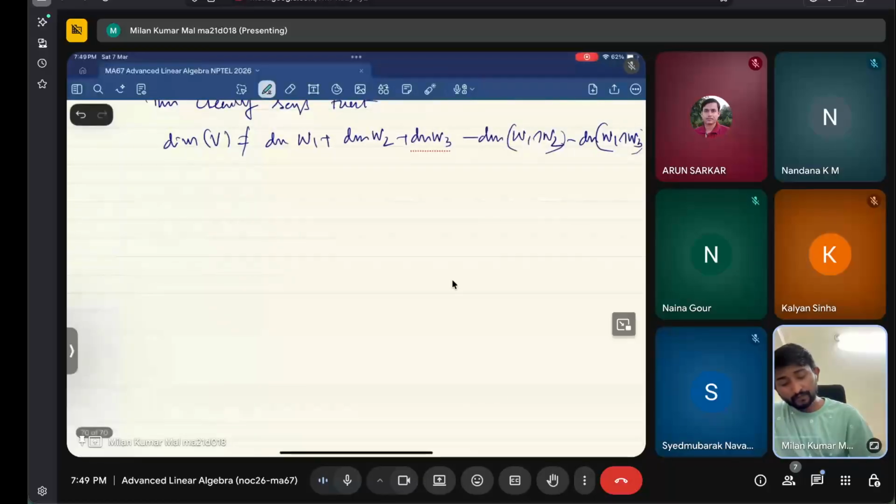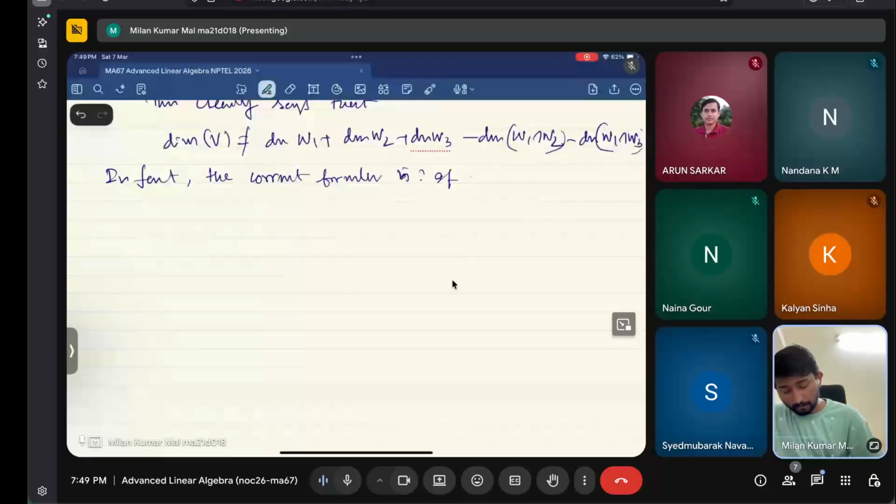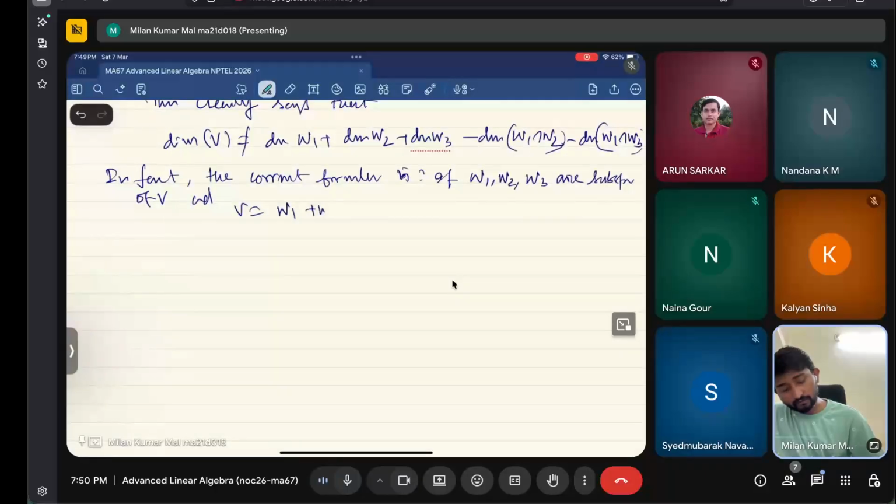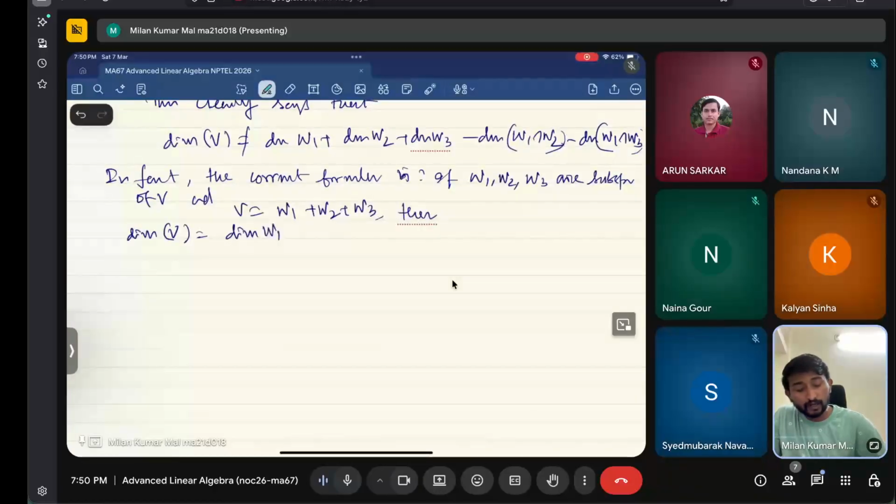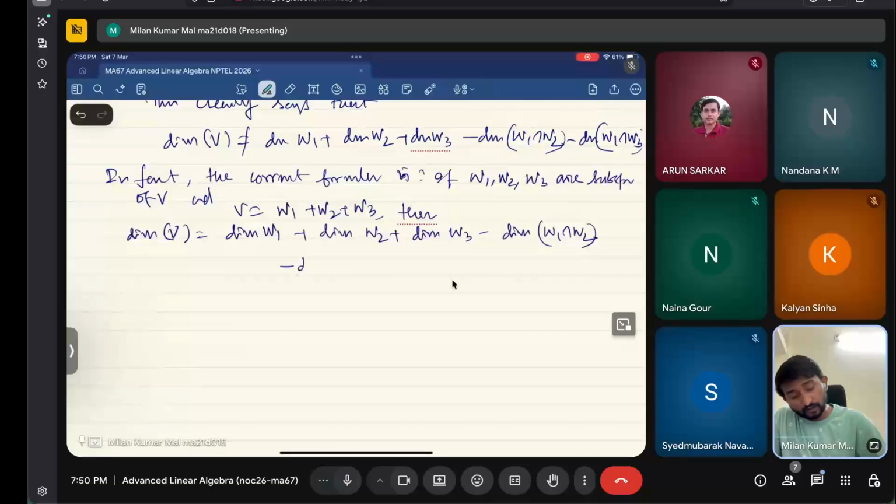The correct formula is: if W1, W2, W3 are subspaces of V, and V is equal to W1 plus W2 plus W3, then the dimension of V is the dimension of W1 plus the dimension of W2 plus the dimension of W3 minus the dimension of W1 intersection W2 minus the dimension of W2 intersection W3 minus the dimension of W1 intersection W3 plus the dimension of W1 intersection W2 intersection W3. This is what it is, the correct formula.